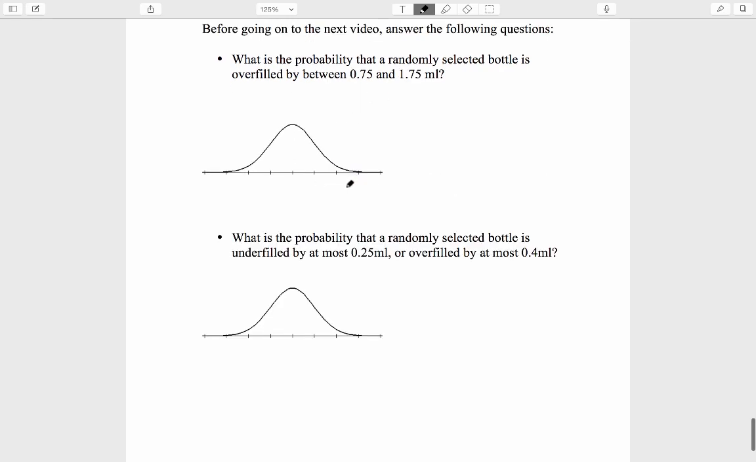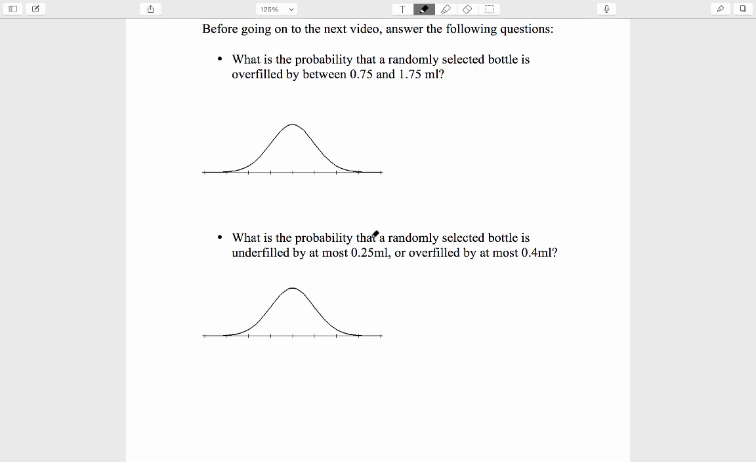Before going on to the next video, answer the following questions. What is the probability that a randomly selected bottle is overfilled by between 0.75 and 1.75 milliliters? I recommend drawing the sketch. This is a little bit thought-provoking, but you know enough to be able to do it.